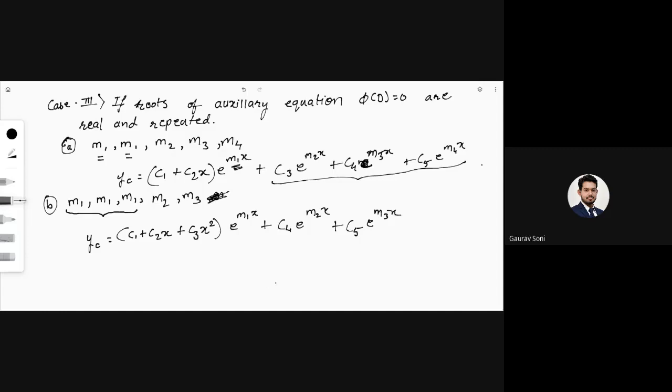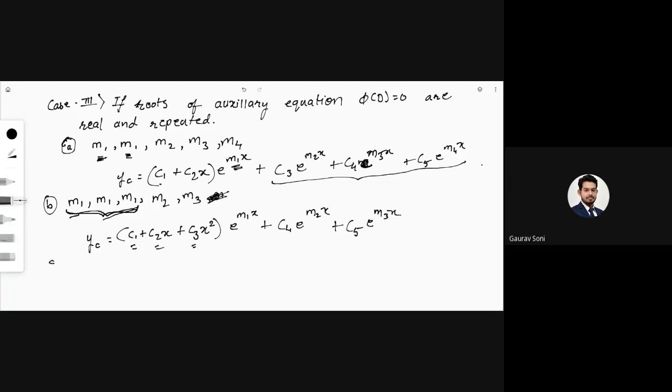Okay. So if it is repeating thrice, then c1 plus c2x plus c3x square. So what is the idea? Every time the number increases, I take that many constants and increase the power of x. Meaning to say, if m1 is repeated thrice, I have 3 constants over here, c1, c2, c3. If m1 was there 2 times, then c1 and c2 are there. And I am increasing the power of x starting from 1, then x square.